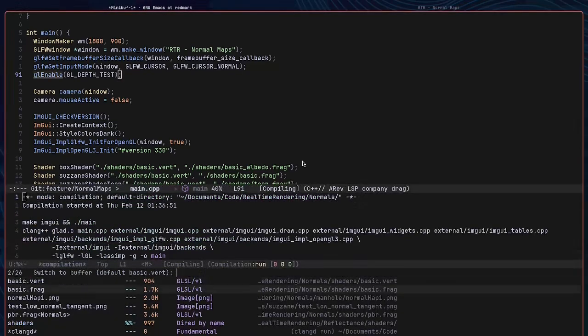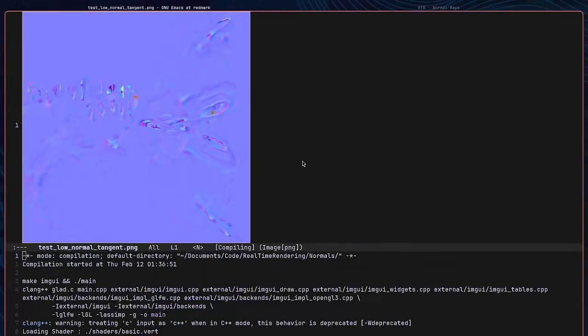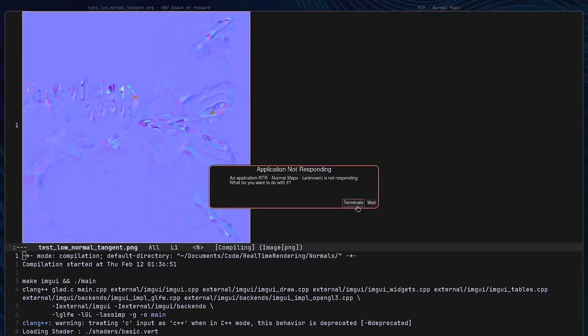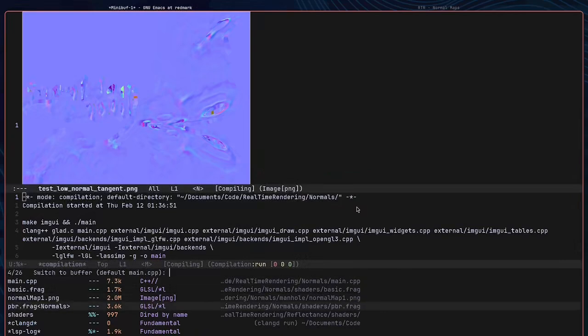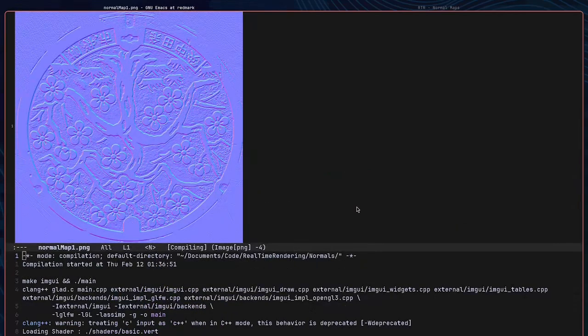Red encodes x-axis direction, green encodes y-axis, and blue encodes z-axis. That's why normal maps look purple-blue. The blue channel represents normals pointing outward from flat surfaces.